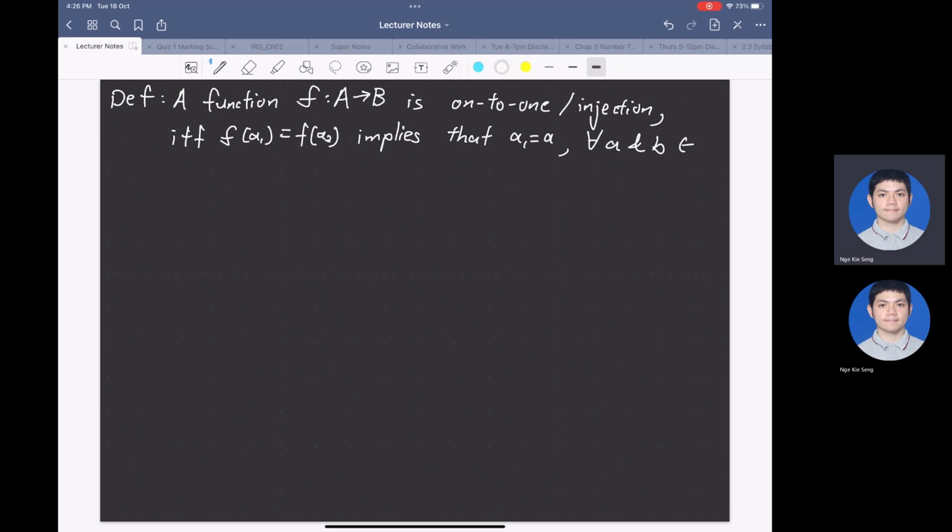I say a1 to a2. So all a1, a2 in A. Yeah. So you check the two things is equal here, then it must come from an equal element here. Okay, this is what it means. But I will show you how to check.